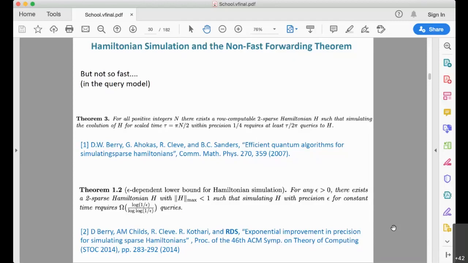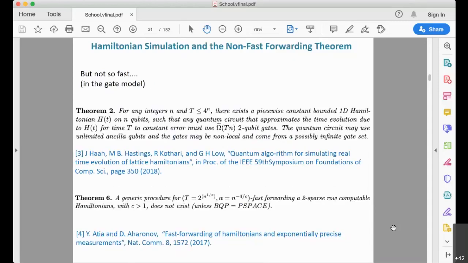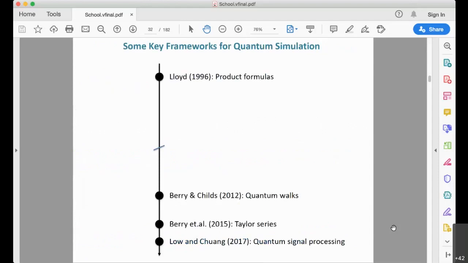All right. There are versions of this in the gate model that really focus on the number of gates rather than the number of queries, but the things may be related. Again, the spirit of the theorems is that you cannot do better than having a quantum circuit that is in size at least linear in the evolution time. It has to go linear. Okay. All right. So here are some of what I think are the key frameworks for quantum simulation.